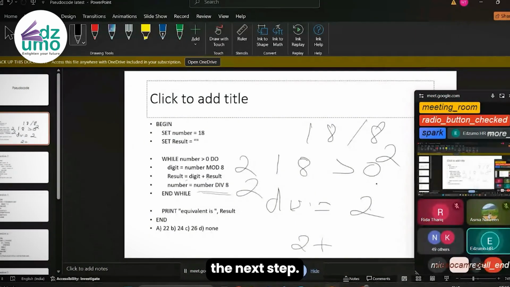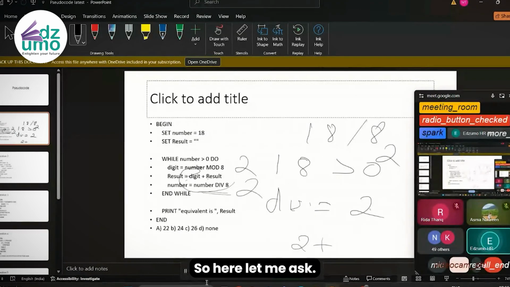Now what's the next step? Again, the number is 2. Now it goes back to the loop, 2 mod 8. What's the remainder when 2 is divided by 8? Remember, whenever we divide a smaller number by a larger number, the remainder will be the smaller number and the quotient will be 0. Understood?